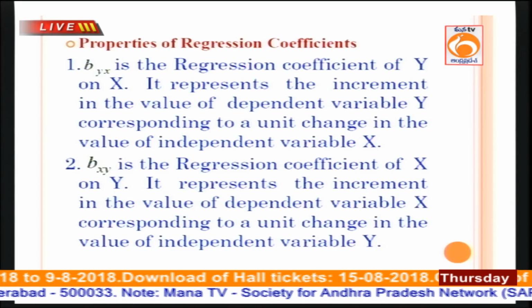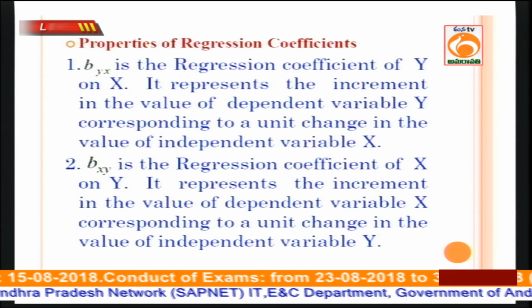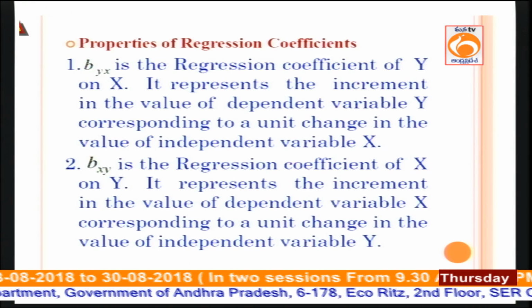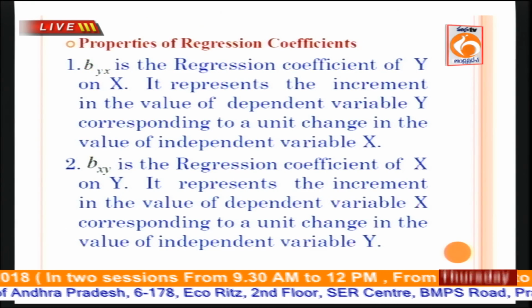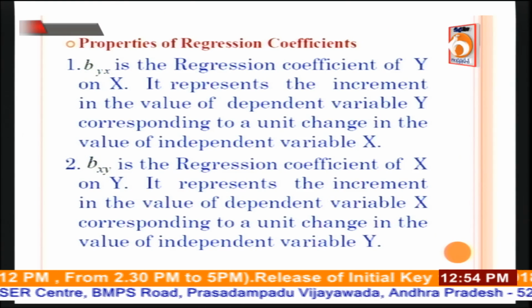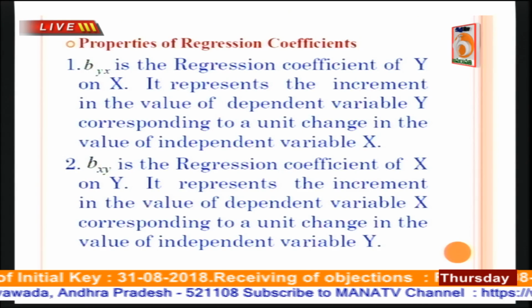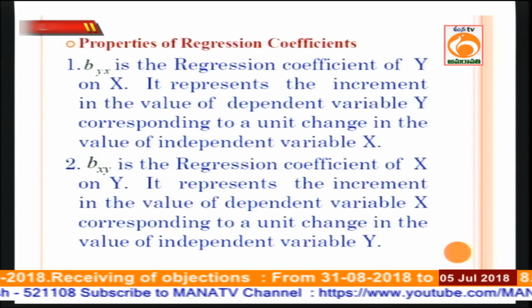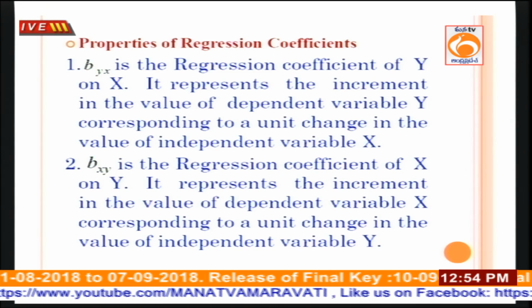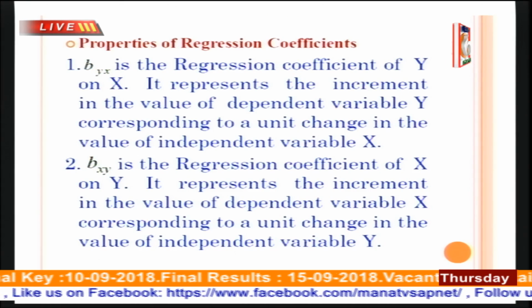Next, the properties of regression coefficients. These are very, very important properties. The first property: b y on x is the regression coefficient of y on x. It represents the increment in the value of the dependent variable y corresponding to a unit change in the value of the independent variable. Similarly, b x on y represents the increment in the value of the dependent variable x corresponding to a unit change in the value of the independent variable.